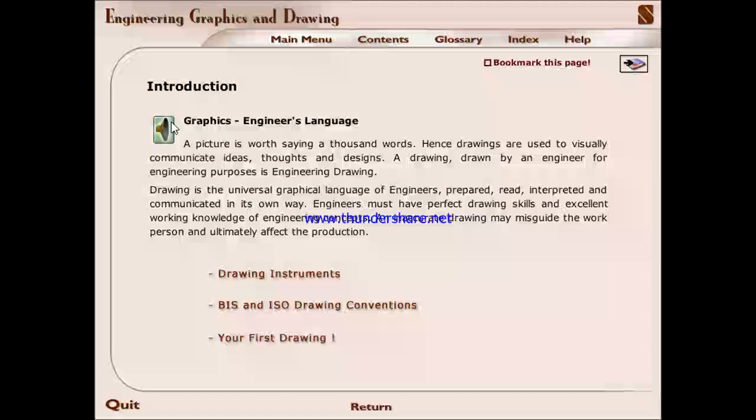Graphics, the engineer's language. A picture is worth a thousand words. Hence, drawings are used to visually communicate ideas, thoughts, and designs. A drawing drawn by an engineer for engineering purpose is an engineering drawing. Drawing is a universal graphical language of engineers, prepared, read, interpreted, and communicated in its own way. Engineers must have perfect drawing skill and excellent working knowledge of engineering concepts, and an inaccurate drawing may misguide the workperson and ultimately affect the production.